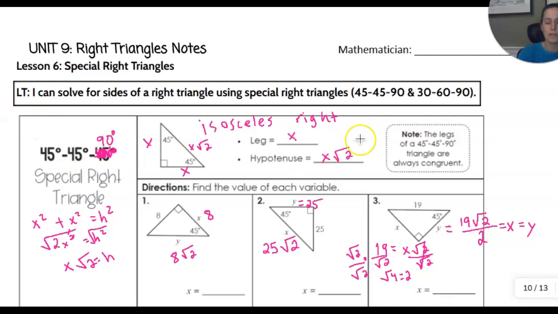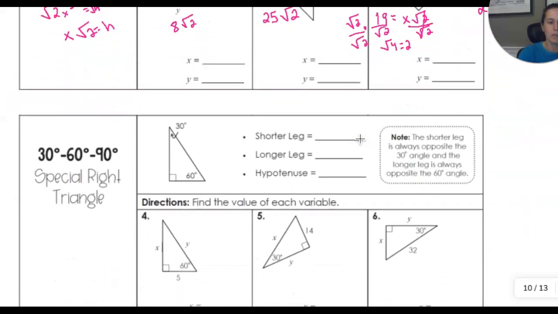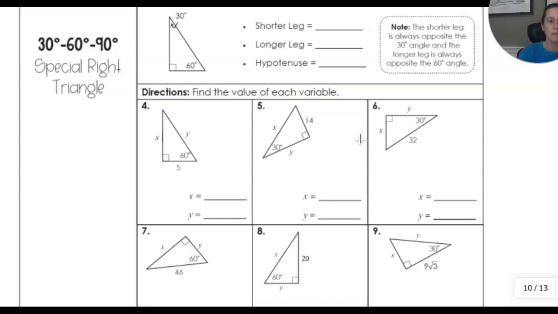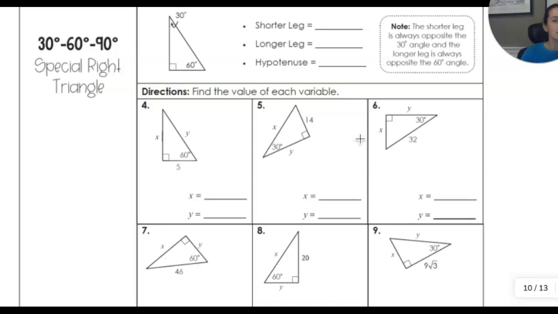Now if we take a look at our next part, 30, 60, 90, notice that this is not isosceles because 30, 60, and 90 are all different angles. So that means we have a shorter leg, we have a longer leg, and we have the hypotenuse. So those are the three distinct side lengths that we're going to label. The shorter leg is always opposite the 30-degree angle, and the longer leg is opposite the 60-degree angle, and the hypotenuse is always opposite the 90-degree angle.